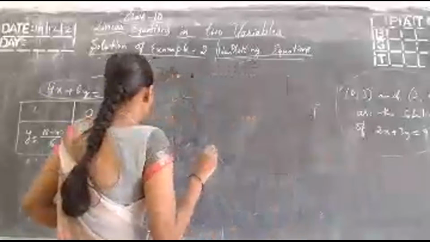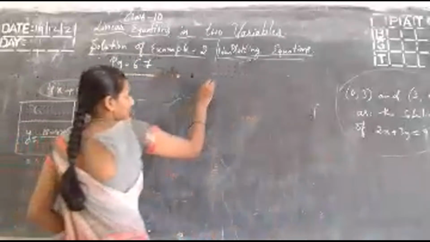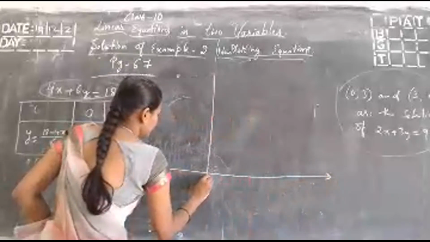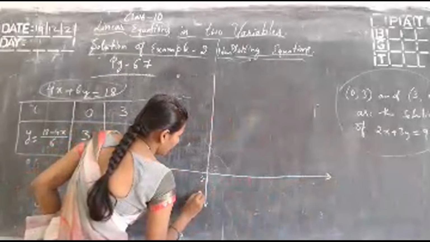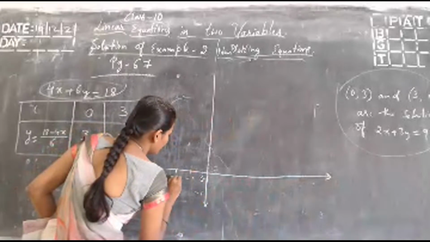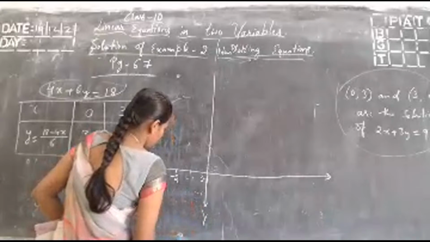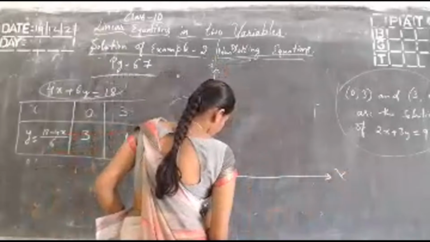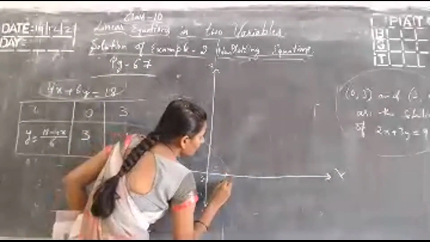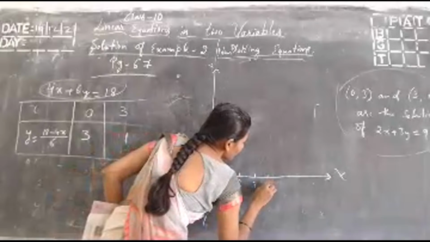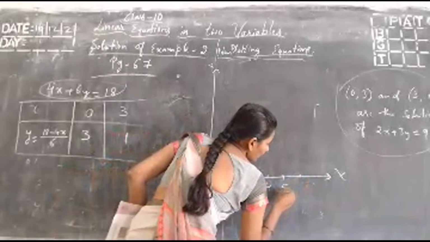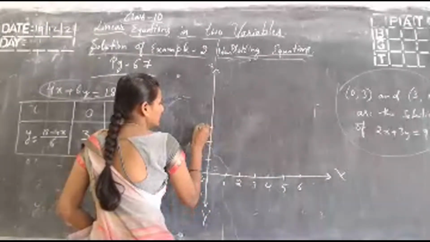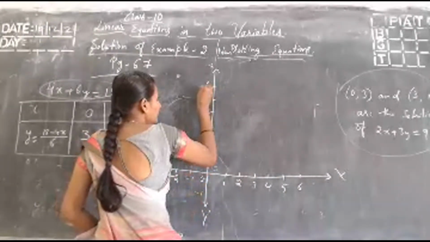See how to draw the graph. All are positive values, so we can easily plot the graph. This is the y-axis and this is the x-axis. There are no negative values. You can take -1, -2 here, y dash. All are positive values, so I am taking this as the positive line. More 6. Okay. 1, 2, 3, 4, 5, 6.